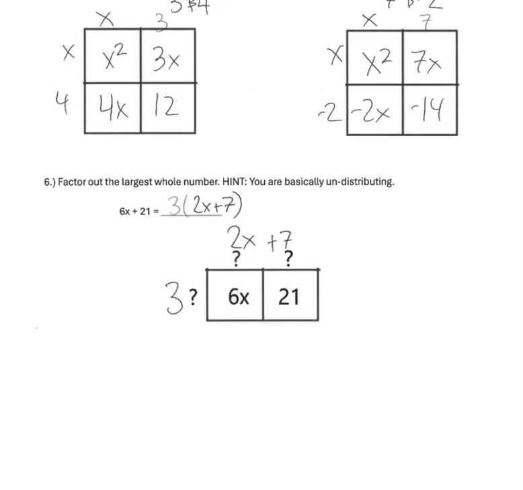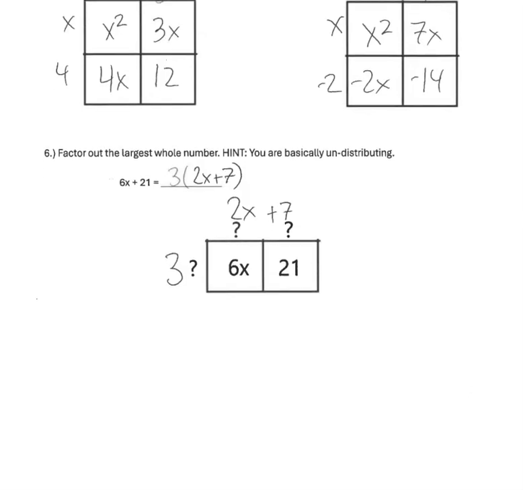All right, and this last one, instead of unfoiling, you are undistributing. So you're trying to figure out what is the largest thing that could be divided out of 6x and 21. And while 1 can be divided out of both those, there's a bigger number, which is 3. So 6x divided by 3 gets you 2x, 21 divided by 3 gets you 7. So you end up getting the factors of 6x plus 21 is going to be 3 times 2x plus 7. And that is going to be the factored form.